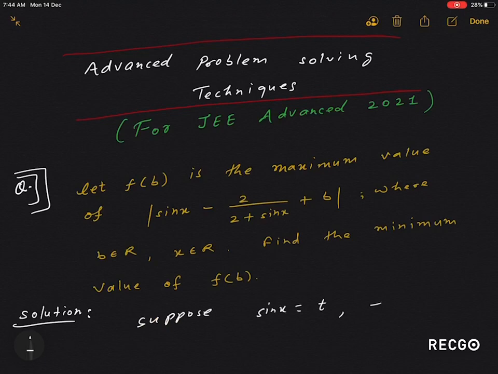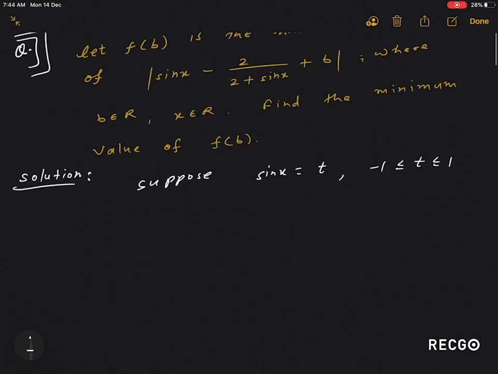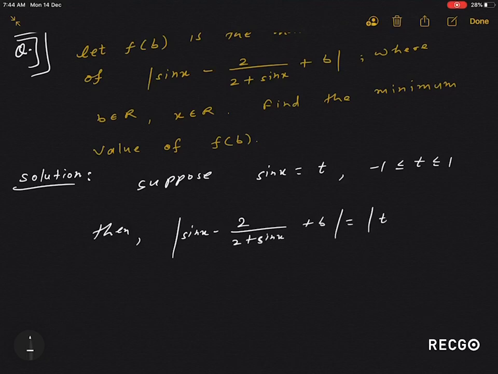So suppose that sin x is equal to t. Solving this question in the variable x is really very difficult, so we have to simplify this question in terms of some other variable. So as you can see, I have assumed that sin x is equal to t. Since sin x lies between -1 and 1, therefore t lies between -1 and 1, and my expression becomes mod of (t minus 2) divided by (2 plus t) plus b.